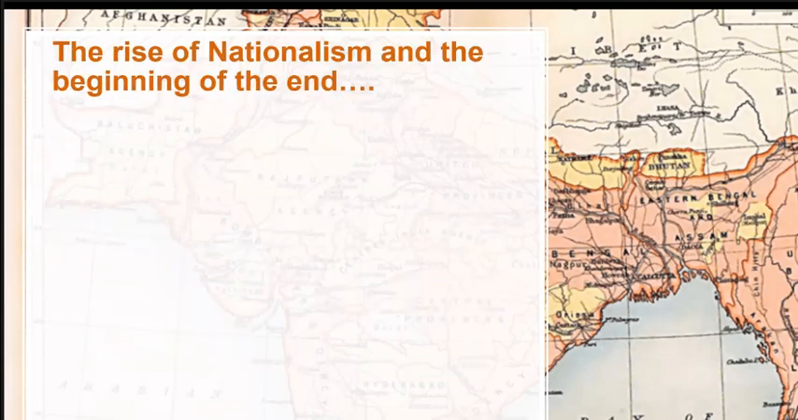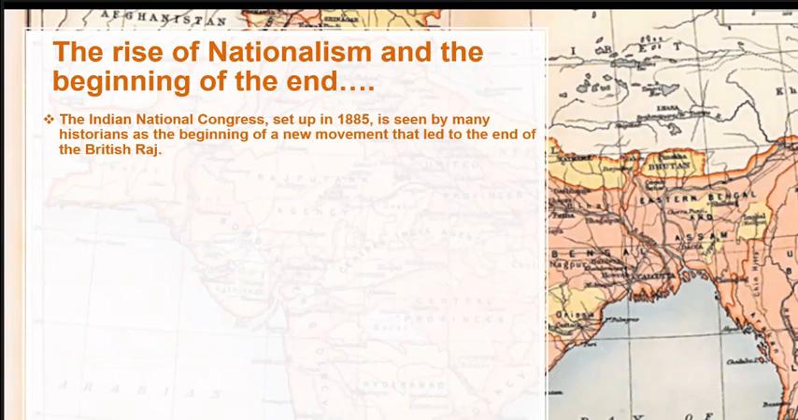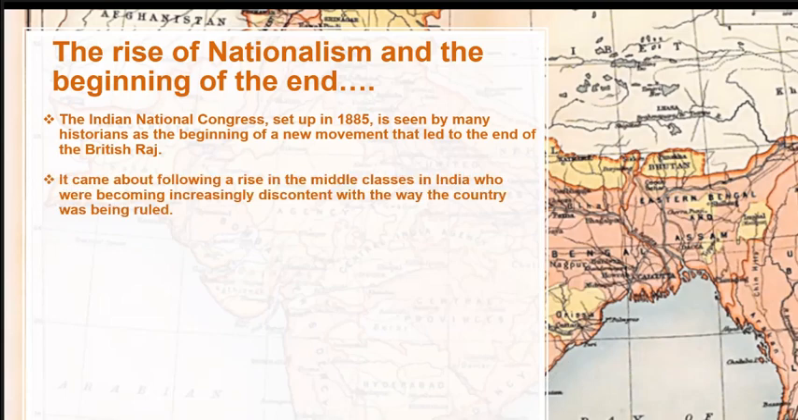So then that leads us on to the rise of nationalism and the beginning of the end, really. The Indian National Congress was set up in 1885. It can be seen by many historians as the beginning of a new movement that led to the end of the British Raj. I think as many as 15 million members joined at the start of the 20th century, because they really wanted to get India independent from Britain.